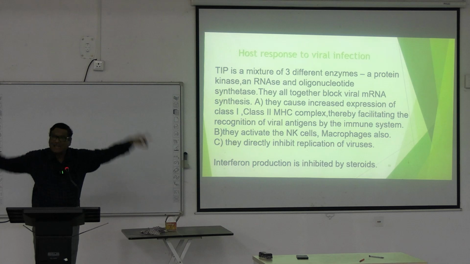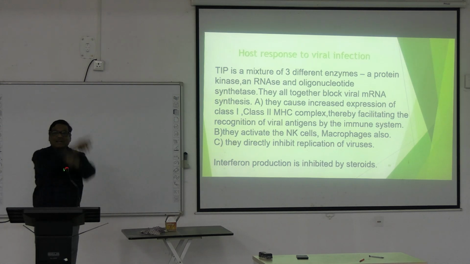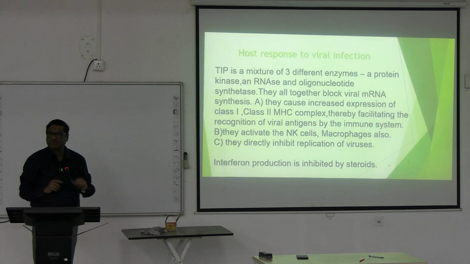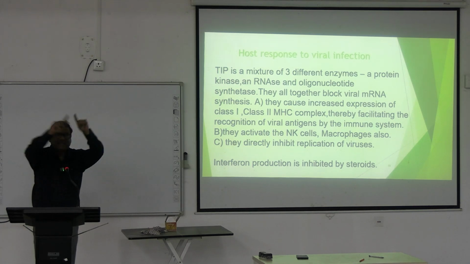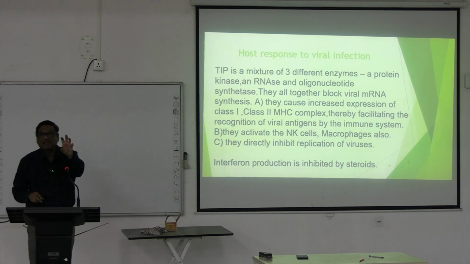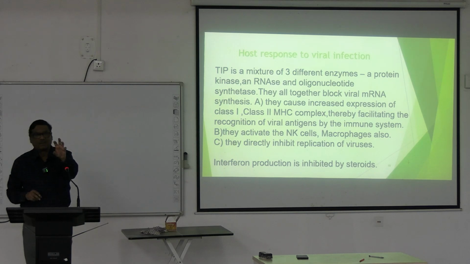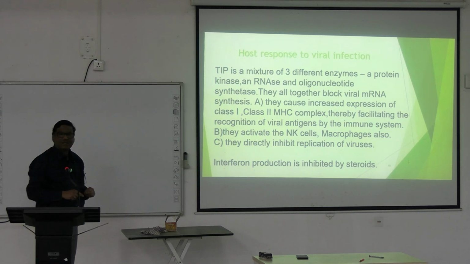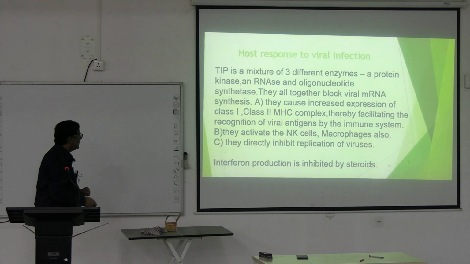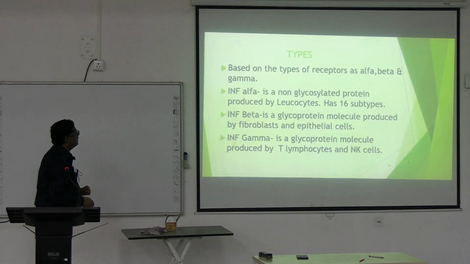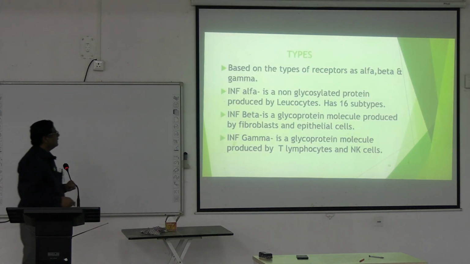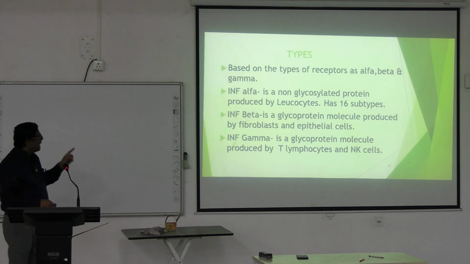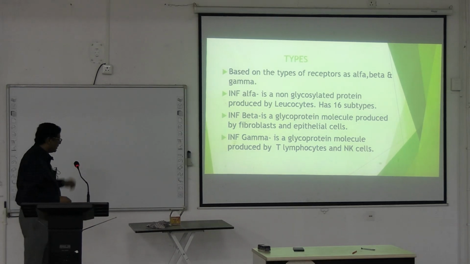They produce an antiviral environment surrounding the virus infected cell. So they are not antiviral themselves, they cannot destroy the virus, but they can produce an antiviral environment surrounding the cell involved by the virus by producing this mixture, TIP. The types: interferon alpha, interferon beta and interferon gamma.